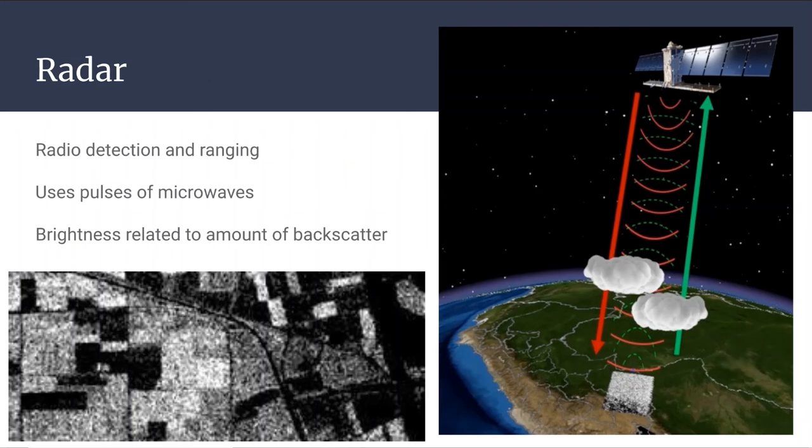So the most common type of active remote sensing that's been employed for the last several decades is radar. This stands for radio detection and ranging. So basically, radar is a ranging or distance measuring device. It has a transmitter, receiver, antenna, and a data processing system all clumped together. And it uses pulses of microwaves that are sent out from that radar device.